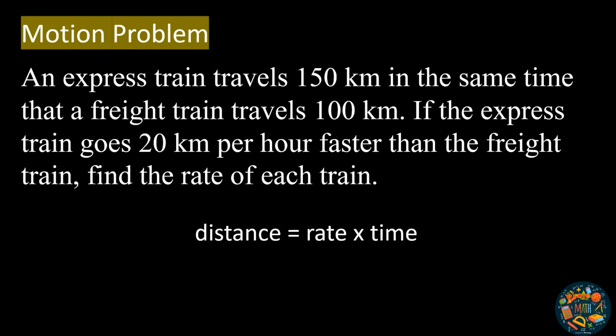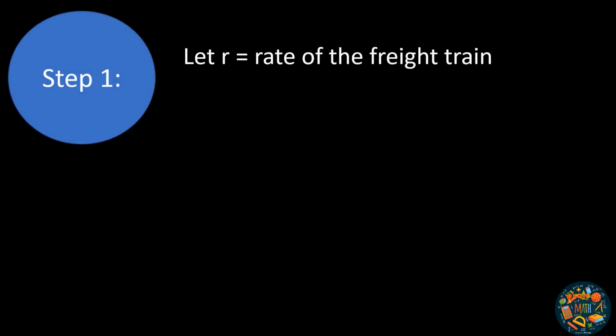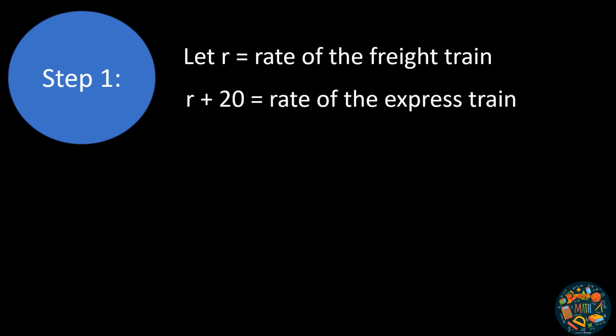So let us use the formula. Distance equals rate times time, represented by the symbol D is equal to RT. For step 1, let R be the rate of the freight train. Then, R plus 20 is the rate of the express train, since the express train is 20 kilometers per hour faster than the freight train.